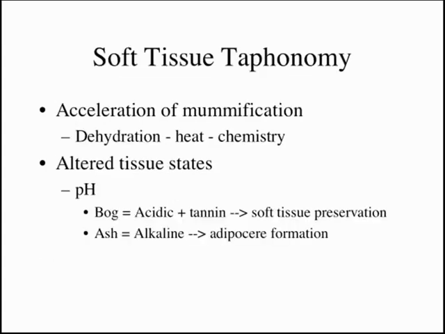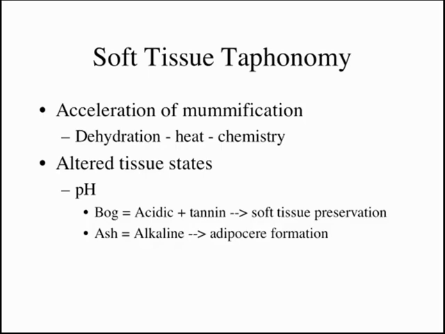Now, soft tissue taphonomy. Soft tissue is different than bone. There can be an acceleration of mummification if there's dehydration with heat or chemistry which alters the substrate. Altered tissue states can occur with an altered pH. In bog bodies that were put in peat bogs, they didn't know they were making mummies, but they know the peat bogs were acidic.